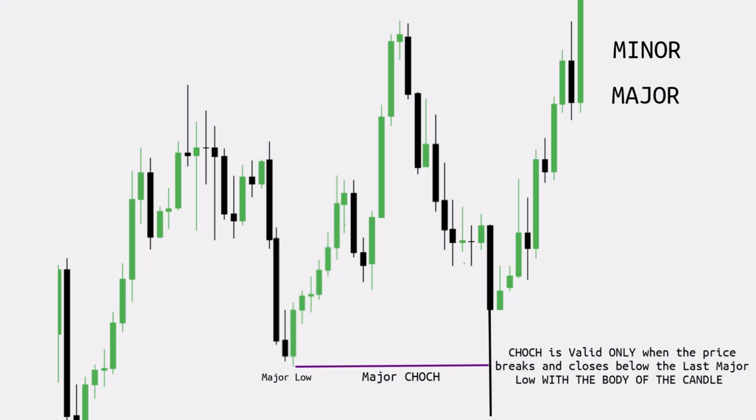This same concept applies to bearish scenarios, but in reverse. For a valid change of character that provides a high probability trading opportunity, we need the price to break and close above the recent major high with the body of a candle. A mere penetration with a shadow or wick is not acceptable as confirmation.